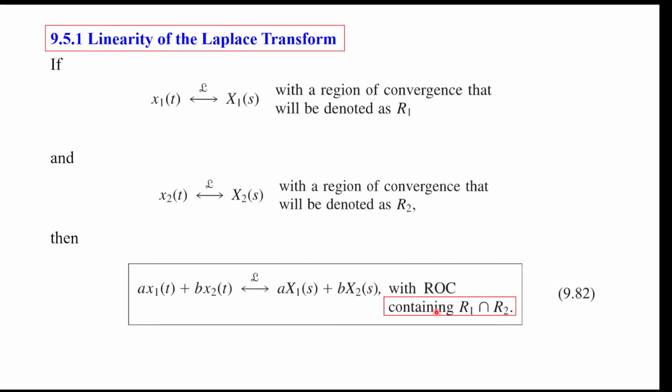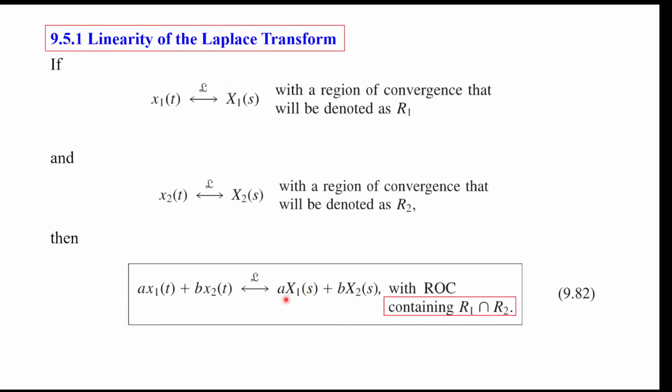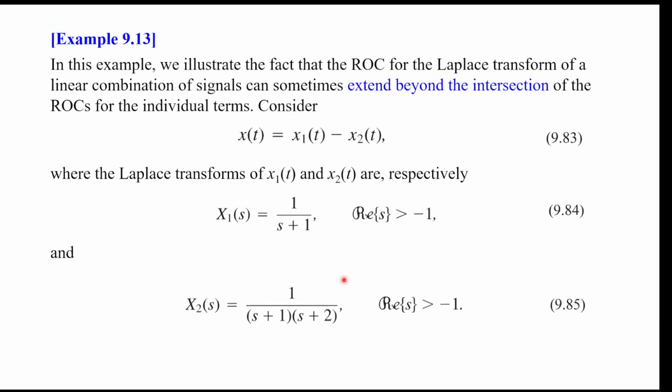But why do we have this weird word "containing" here? It is because your ROC can actually be larger than this intersection, and we will see an example of this happen. What actually happens is that if you are very lucky or unlucky, when you do this linear combination, some poles will cancel. Okay? So some poles between x1 and x2 will cancel.